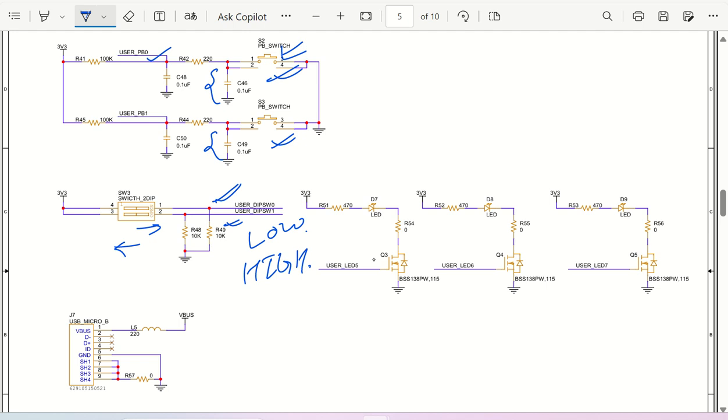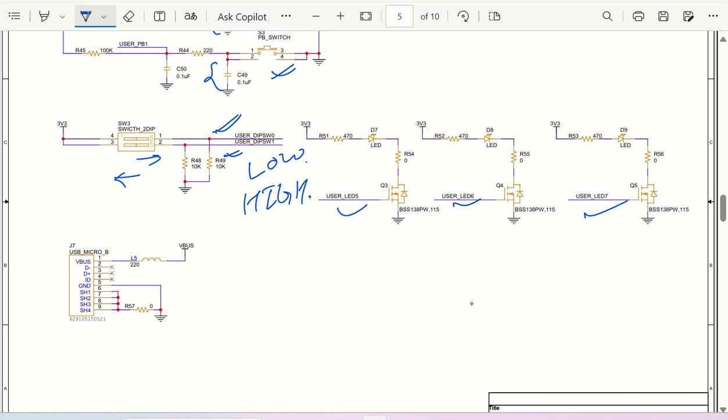We have put three LEDs, user LED 5, 6 and 7, and these LEDs can be programmed based on your requirement. The thing is, we have not used IO pins so that our current consumption can be minimized. We have utilized a MOSFET to drive these LEDs directly. We have also given one more USB, a micro USB, so it is B type.